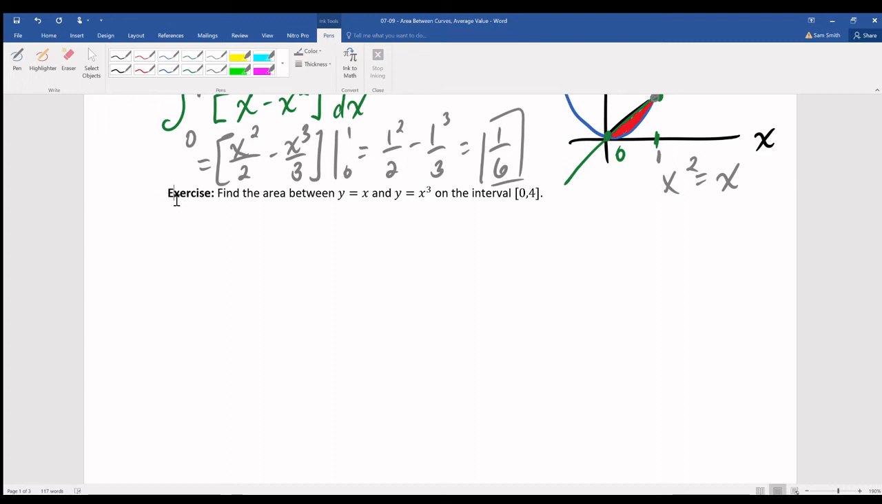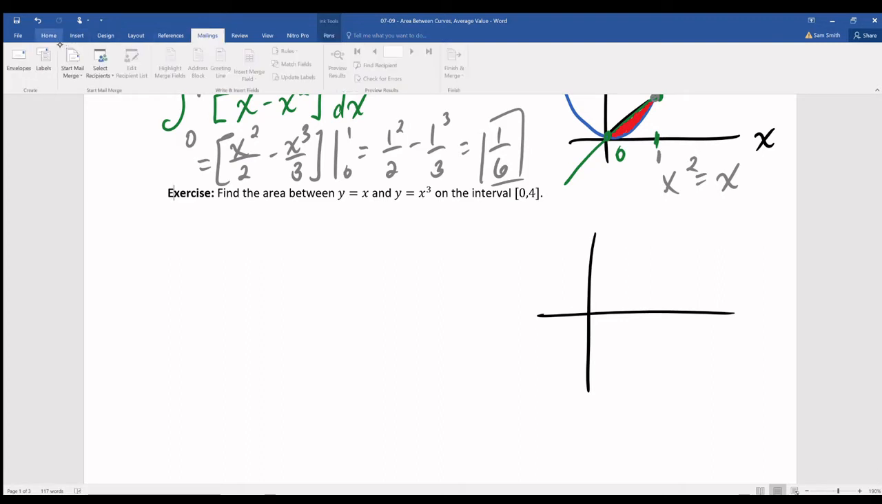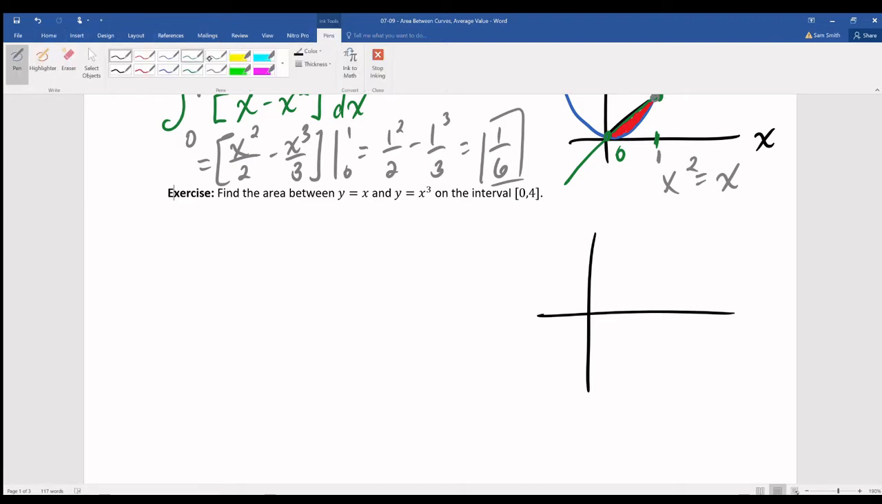So in this video, let's do a few more examples of using definite integrals to find the area between functions. The first example that I would like to consider is: find the area between the functions y equals x and y equals x cubed on the interval from 0 to 4. And once again, I do strongly recommend to begin the process by graphing these two functions, just to have a clearer idea of what is going on.